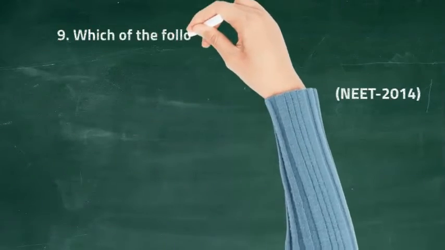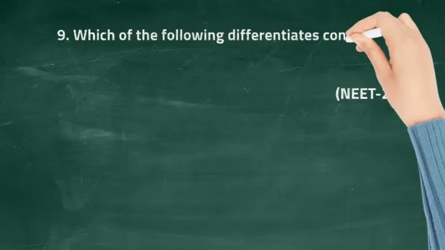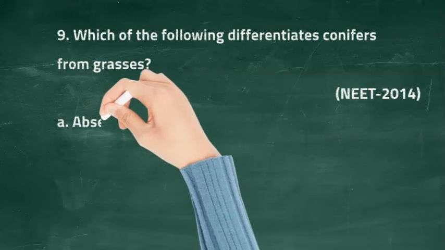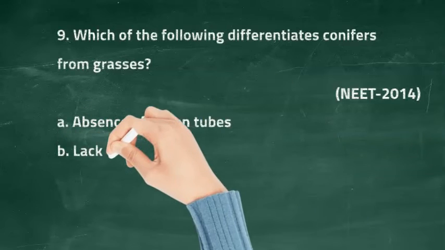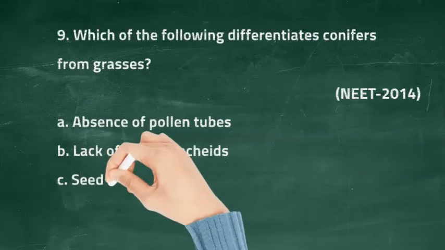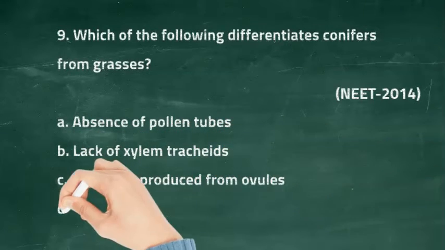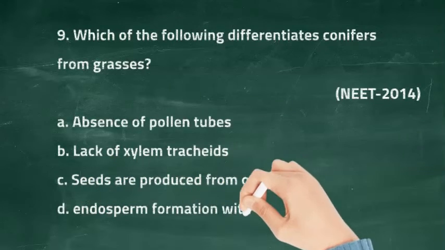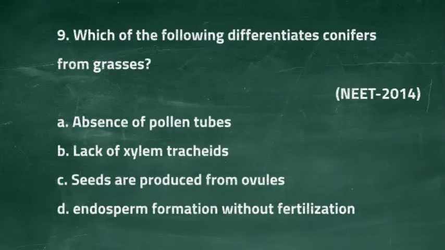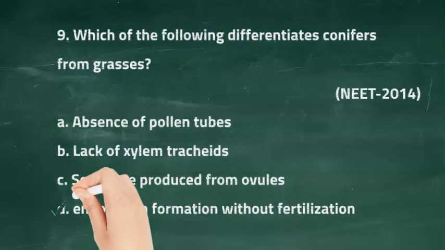Question 9th. Which of the following differentiates conifers from grasses? The option A is absence of pollen tubes, option B is lack of xylem tracheids, option C is seeds are produced from ovules, and option D is endosperm formation without fertilization. The right answer is option D, endosperm formation without fertilization.